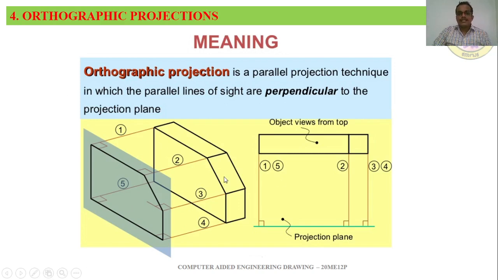You can see the 1, 2, 3, 4, 5 lines, which are parallel lines of sight projected perpendicular. These lines coming from an object are parallel lines of sight which are perpendicular to the projection plane. The projection plane is the dimly colored one that you can observe. The 1, 2, 3, 4, 5 lines, parallel to each other, fall perpendicular to the projection plane. So this is orthographic projection.